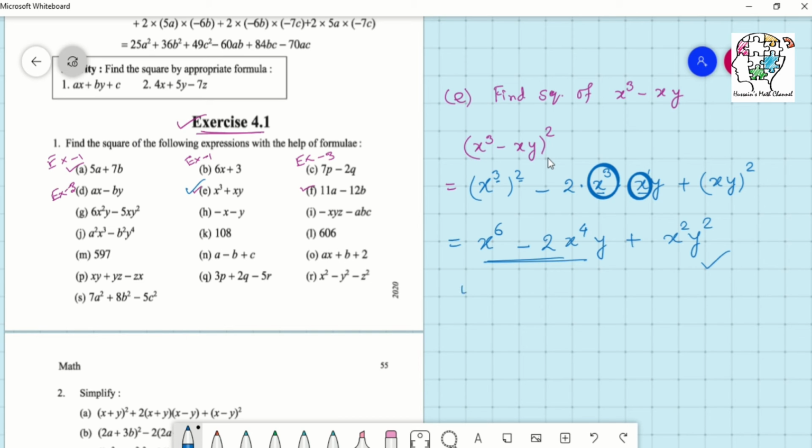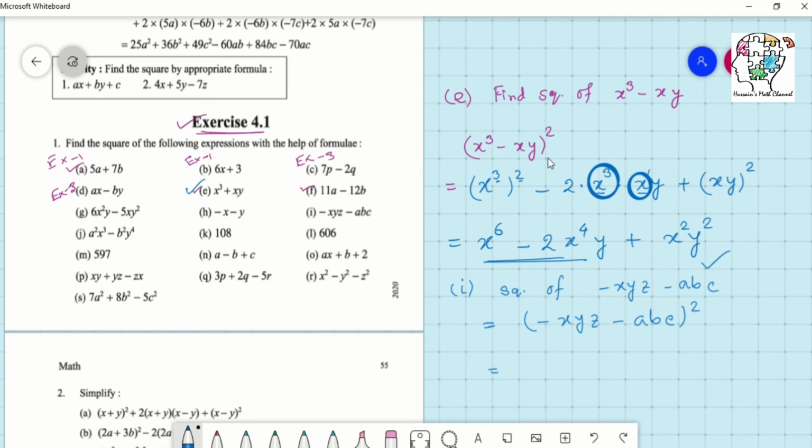Now let's do number I. Number I says square of minus xyz minus abc. What can we do here? We can just write minus xyz minus abc whole square.